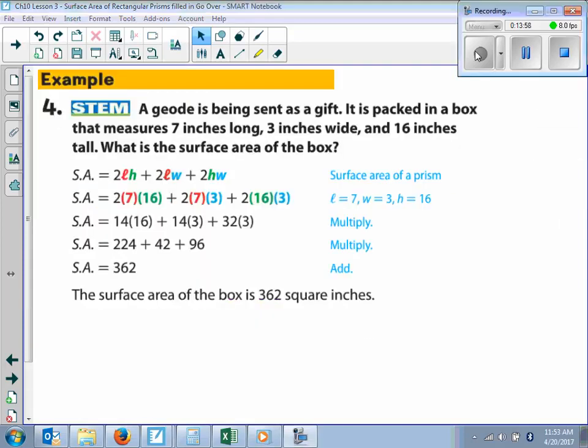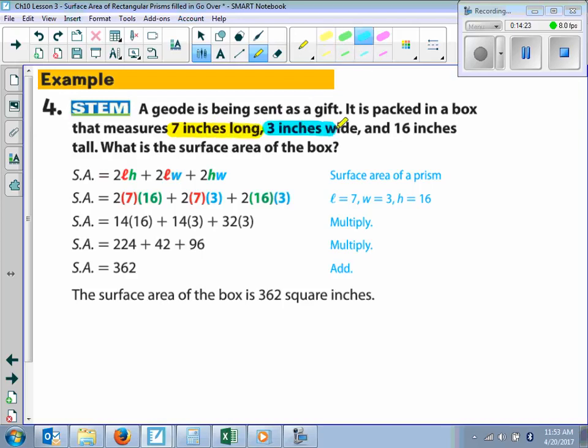Very good. All right, so a geode is being sent as a gift. It is packed in a box that measures 7 inches long, 3 inches wide, and 16 inches tall. What is the surface area of the box? So here, these are the dimensions. We've got 7 inches long. That's the length, right? Then we've got 3 inches wide. That's the width.